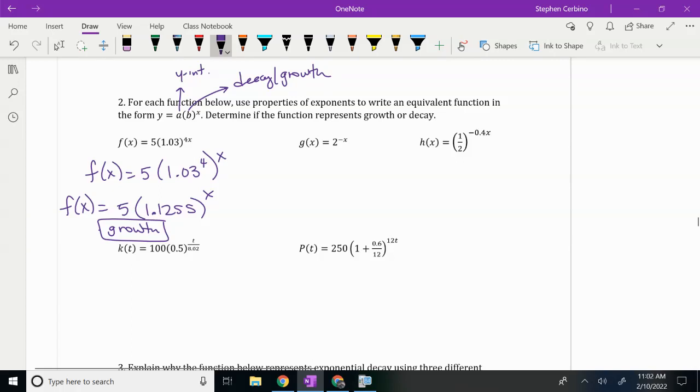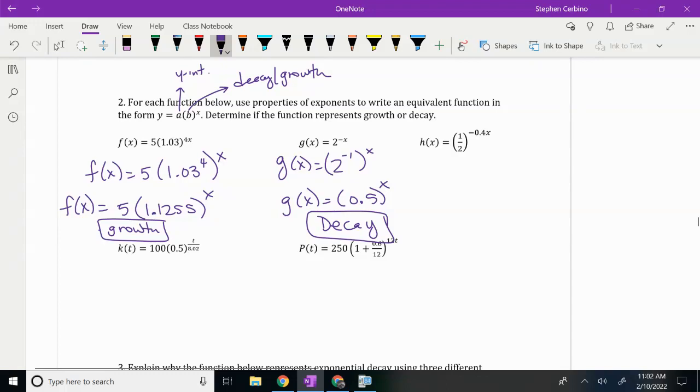So if I was to do g of x and follow the same properties, I'd say, well, g of x is equal to 2 to the negative 1 to the x. Again, I'm just undoing the multiplication there. 2 to the negative first power is 0.5, meaning this is decay. So without doing this, if you just looked at it originally saying 2 is bigger than 1, it's growth, that's wrong. Right? You have to take into consideration that the exponent is changing the base as well.